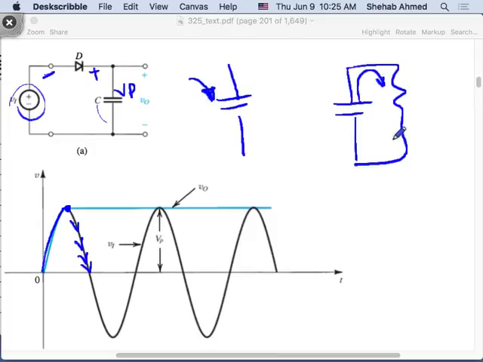The diode, don't we need the more positive side? Yeah, for the diode to conduct, you need the most positive side on the left, yes. So in the first half cycle, it will conduct. And then you charge V capacitor to V peak.